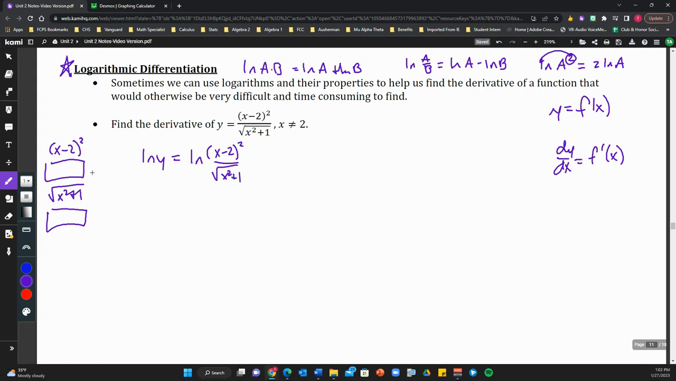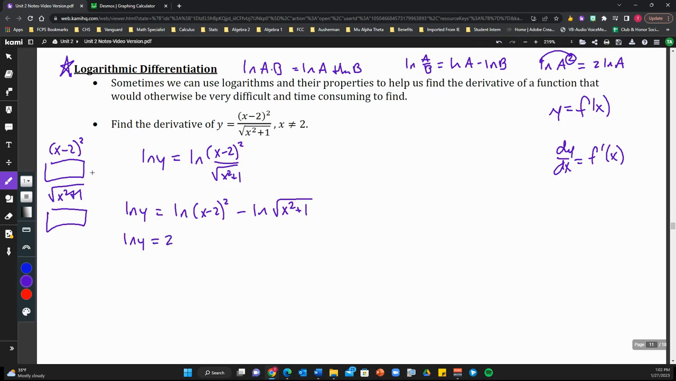So the left side, there's not really any properties that we can do. We're just going to leave that guy alone for right now. But the right side, that is where we can apply all of these properties. So when we first separate it, this would become natural log of the top, so x minus 2 quantity squared, minus natural log of the bottom, square root of x squared plus 1. So then there's not really a product in any of these, but we do have exponents on both of these arguments. So then we can take it one step further.